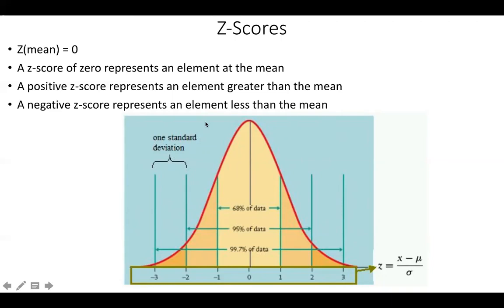Then finally, if we have an element or a raw score or a data point that is less than the mean, in this case, our x is less than mu. Well, if we're subtracting mu from x and mu is greater, we're going to end up with a negative number in this numerator. So when that happens, our overall Z-score is going to be negative. And therefore, this negative Z-score will represent a raw score that's less than the mean.